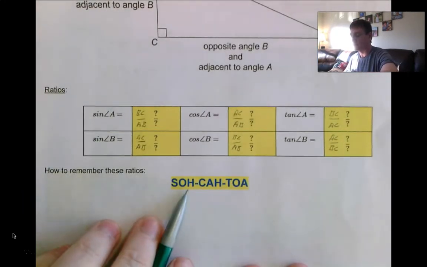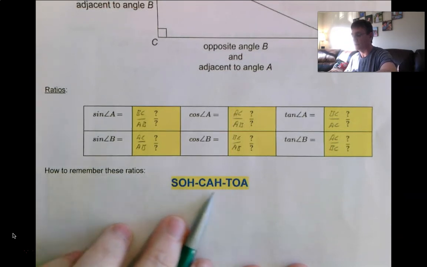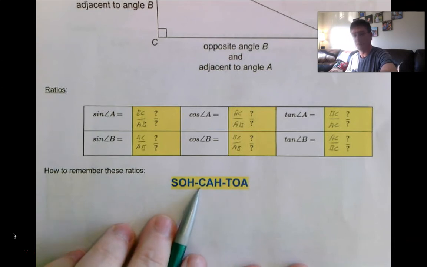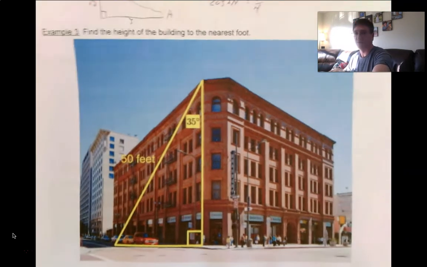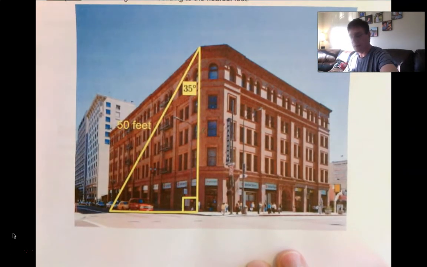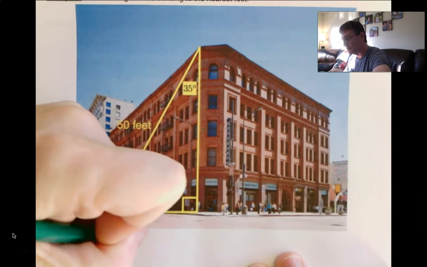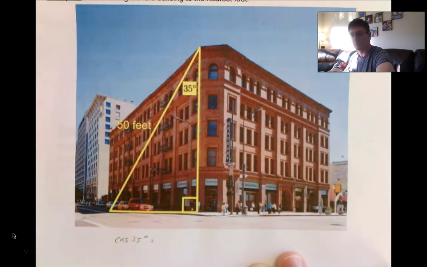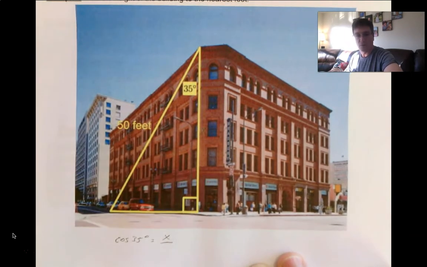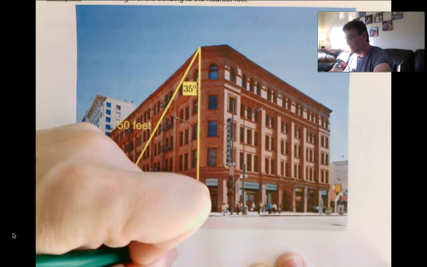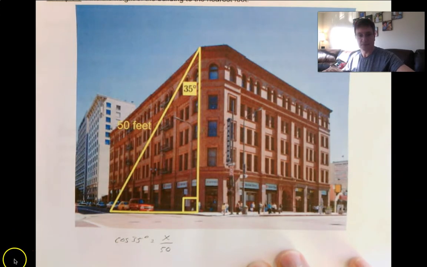SOHCAHTOA, which ratio uses hypotenuse and adjacent? Well, there's the hypotenuse, and this one's adjacent. Cosine. Cosine is the only one that uses adjacent and hypotenuse. So cosine 35 degrees equals adjacent X over the hypotenuse, 50. We're going to solve this for X.